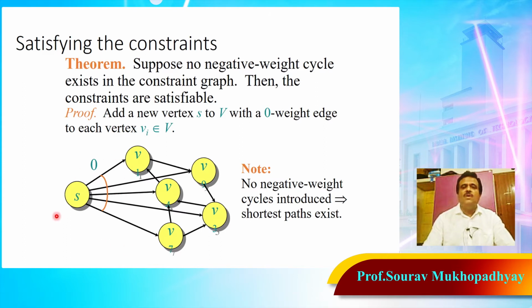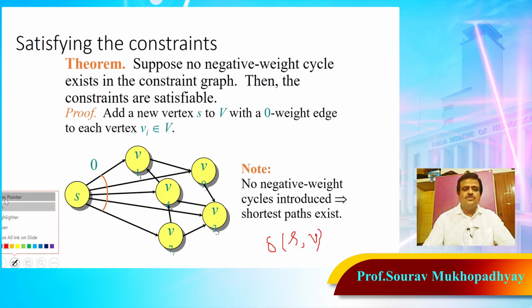So, now if we apply Bellman-Ford on this graph, what will it give us? Since there is no negative cycle, it will terminate and converge and it will give us delta of s comma v for all v. So, ultimately it will give us the length, or weight, of the shortest path from S to all other vertices. Now, that we will use to get the solution.